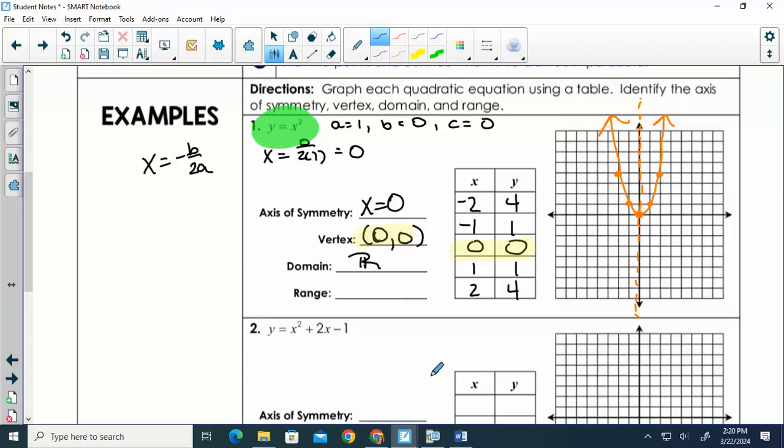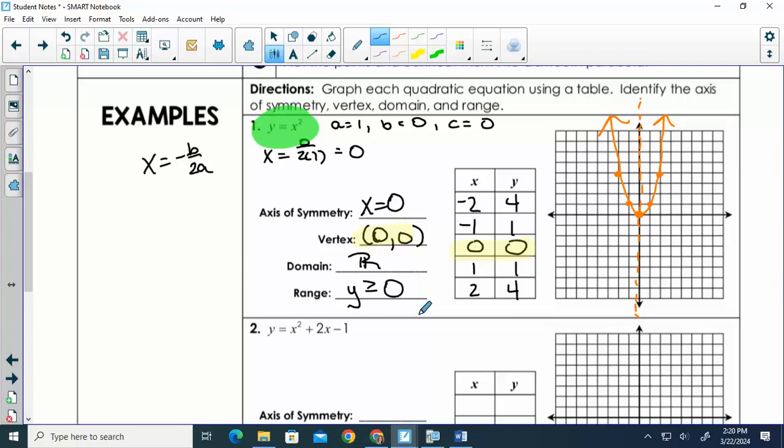When I look at my y's, when we talked about range, that was a y. And I said, okay, think about going from the bottom up. So if I'm starting down here, what's the first y value we hit? 0. And then we hit everything above that. So we would say y is greater than or equal to 0, because we can hit 0.